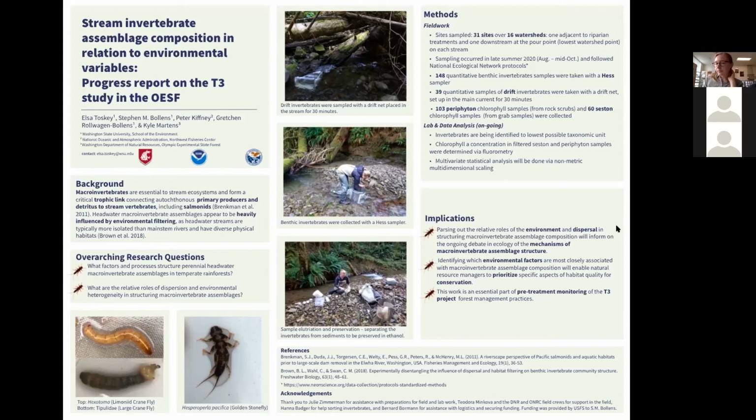And so hopefully I would like to look at what the relative roles of the environment and dispersal are, specifically just because this is not really well known yet, especially the role of dispersal for structuring macroinvertebrate communities in headwater streams and temperate forests. And then also I'd like to pinpoint which environmental factors are most closely associated with the macroinvertebrate assemblages. And hopefully this will allow the DNR and other natural resource managers to prioritize specific aspects of habitat quality for conservation. And then lastly, as I was alluding to earlier, this work is part of the pretreatment monitoring for the T3 project, which you'll hear about later.